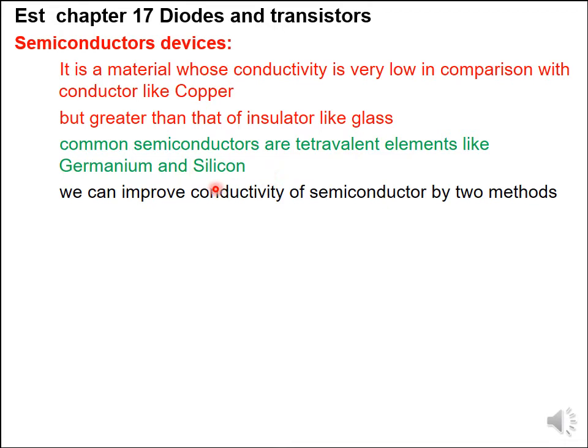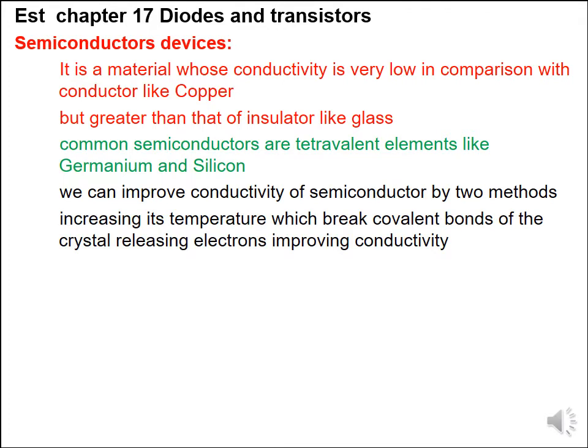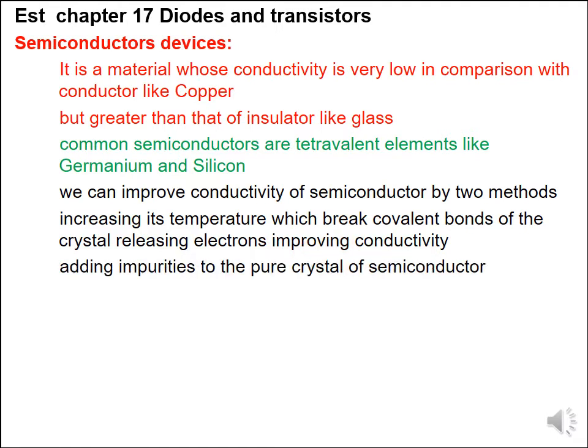We can improve the conductivity of a semiconductor by two methods. First, increasing its temperature. By heating, covalent bonds of the crystal break, releasing electrons and improving conductivity.